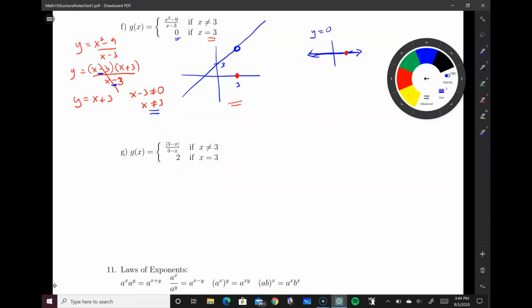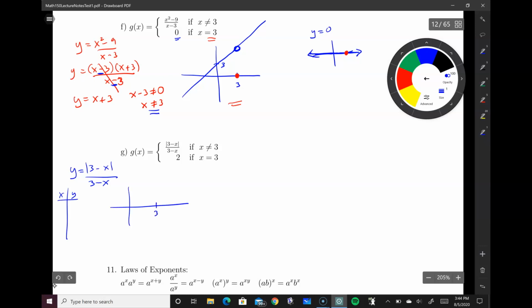All right, so I see that graph again, getting a little more challenging. So let's think about some of the points here. If I cannot use 3, right? So 3 is the point that cannot be used. So what happens when I plug in 4? I'll get 1 over negative 1, so that gives me a negative 1. If I plug in 5, I get 2 over negative 2, so that gives me a negative 1.